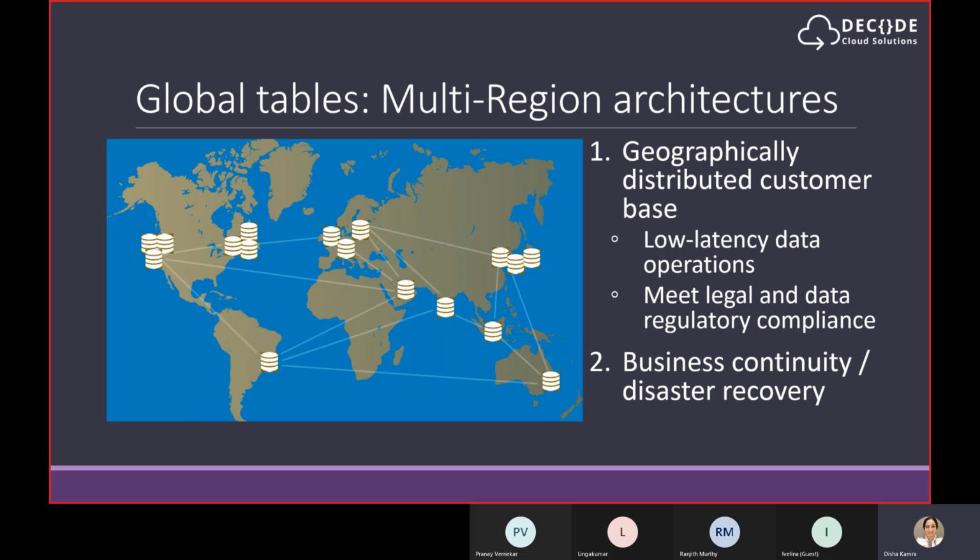Conflict resolution is via a last writer wins policy, and many customers use global tables to fail over their applications between regions, allowing them to achieve a higher level of availability. Others are primarily looking to provide a low latency experience for users who may be located in multiple geographical regions, and global tables can also provide a means to meet regulatory requirements, which is compliance.